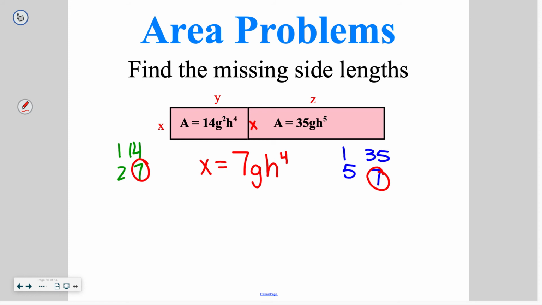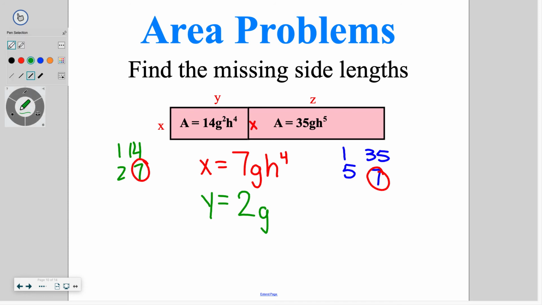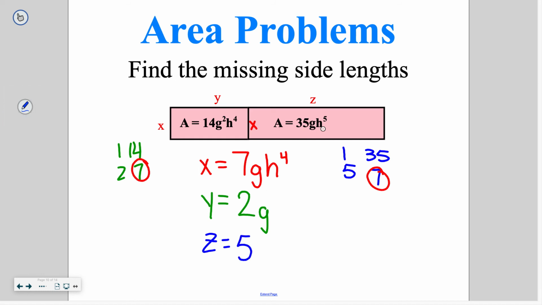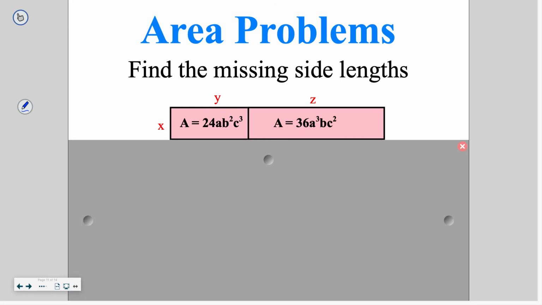Then our other measurements are going to be what would be left over in that parentheses if we were writing it out the long way. So 14, I took out a 7, dividing by 7 gives me 2. G squared, take out a g, leaves me with 1 left over. 4 h's, take 4 out. So I'm left with y is equal to 2g. And then for the z factor, I've got 35 divided by 7, which is 5. I had a g, I pulled it out. And then I had 5 h's and pulled out 4. So I'm left with 5h. Go ahead and try this one on your own.